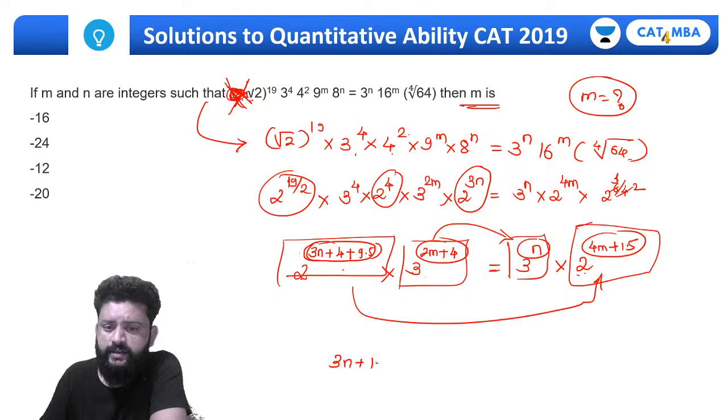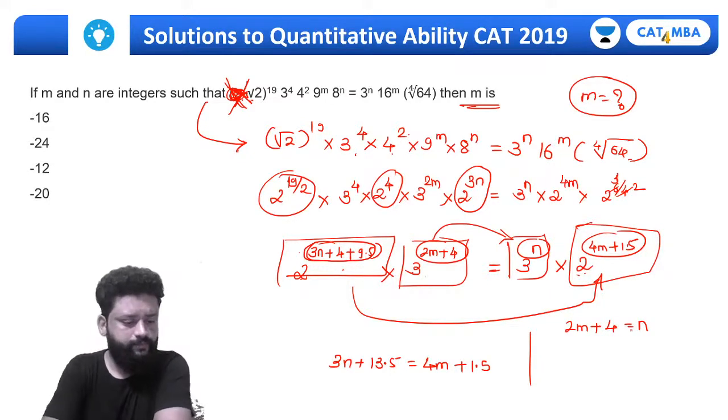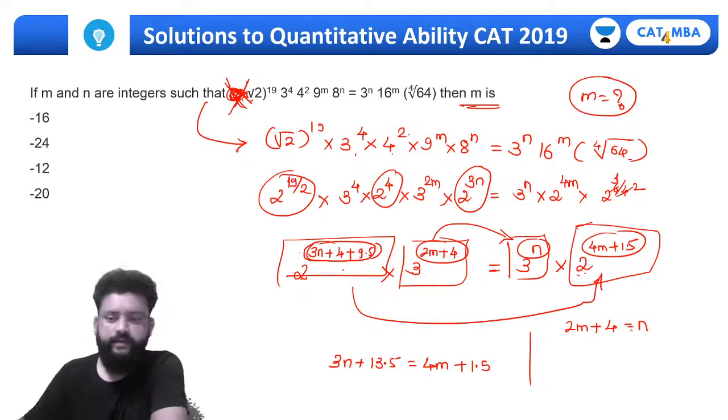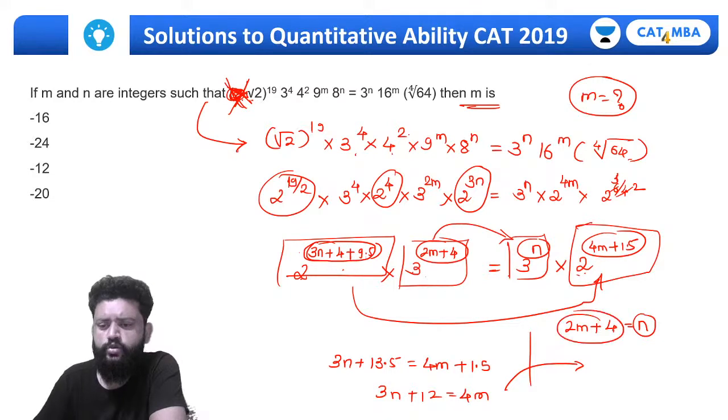So 3n plus 13.5 equal to 4m plus 1.5, and in the second question I'm getting 2m plus 4n. So hopefully all of you understood that. Okay, 1.5 में इस साइड लेता हूँ और simply I can write 3n plus 12 is equal. Put the value of n as 2m plus 4 here.